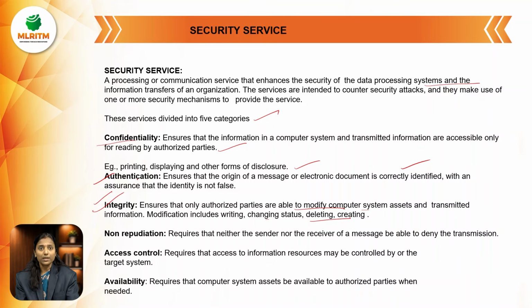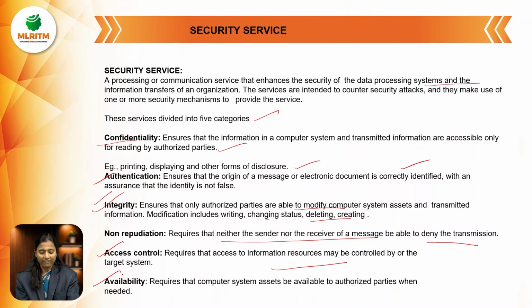The next one is non-repudiation. Non-repudiation requires checking whether the message was transmitted or not, and whether the transmission was denied or not. It is identified in non-repudiation. Neither the sender nor the receiver of the message can deny the transmission. The next is access control. Access control is to access the information resources controlled by the target system.